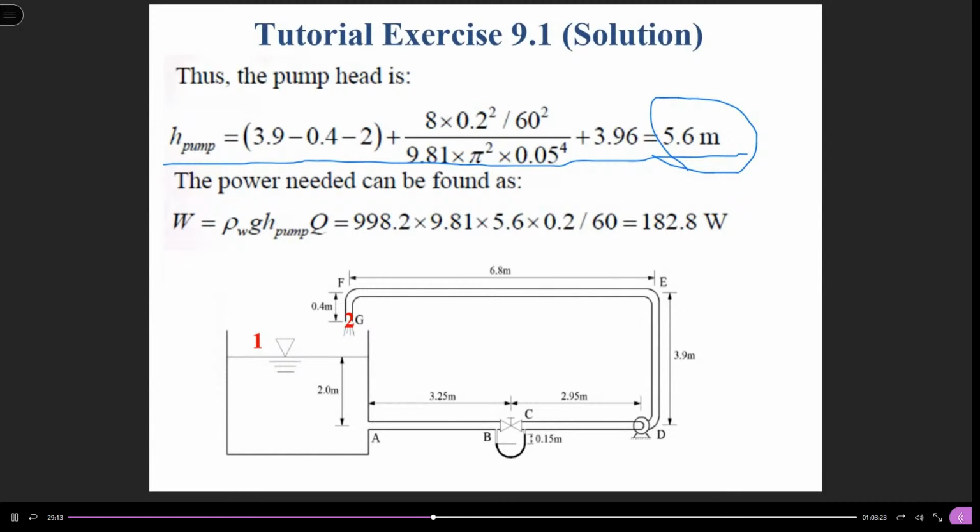So the power gained by fluid can be calculated by this equation. I think you have learned this equation in chapter 8. Any questions? No? Okay.